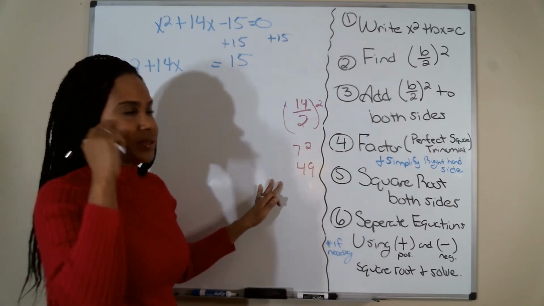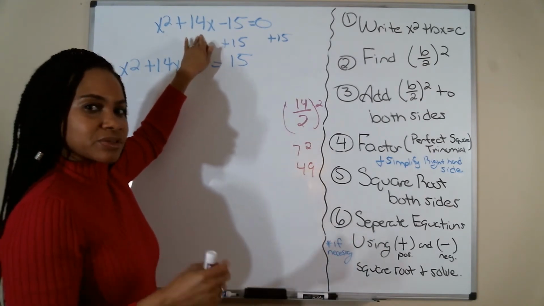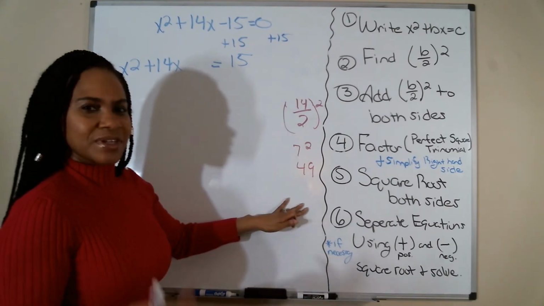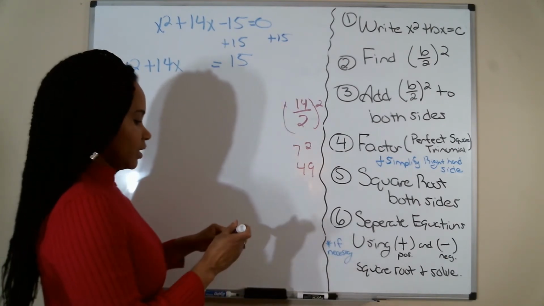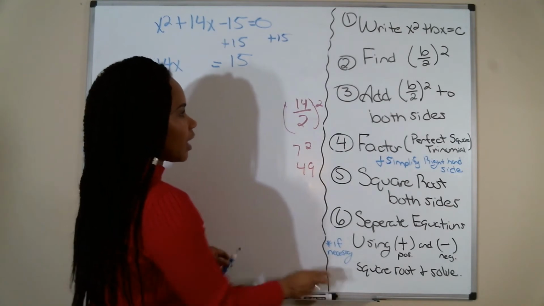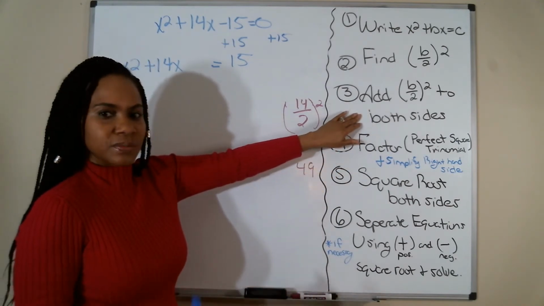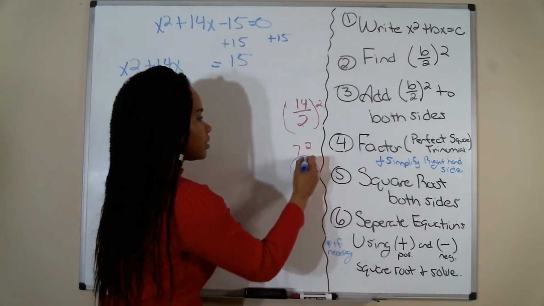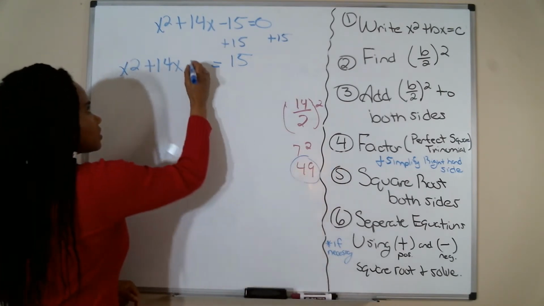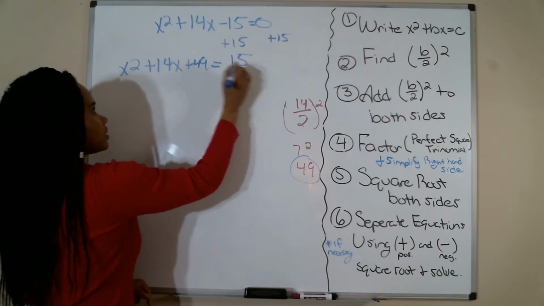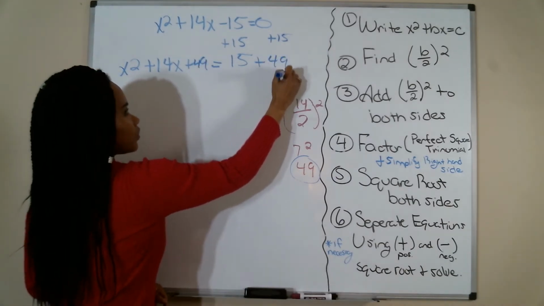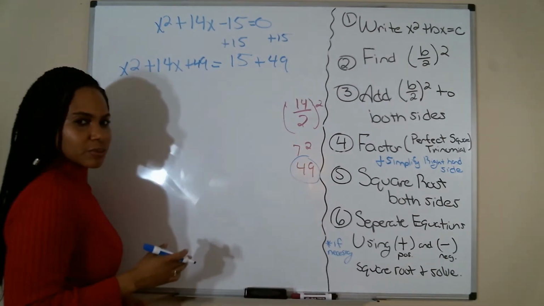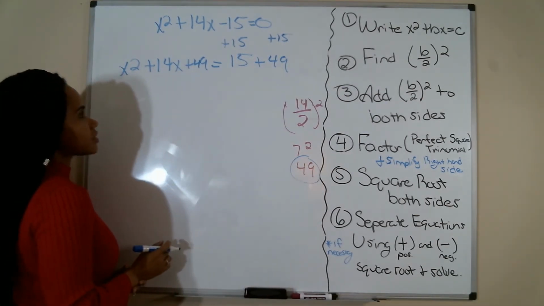Alright, so you may get to the point where you could do it mentally. You could say, okay, b is 14. 14 divided by 2 is 7. 7 squared is 49. So I just wrote it out on the side here for you to see that. And then I want to add that to both sides. So this 49 here, I'm going to add it to both sides. So plus 49, plus 49. Alright. Then I want to factor this perfect square trinomial and simplify the right hand side.